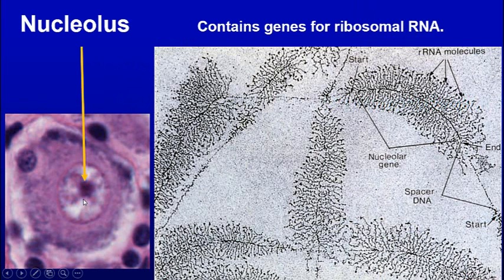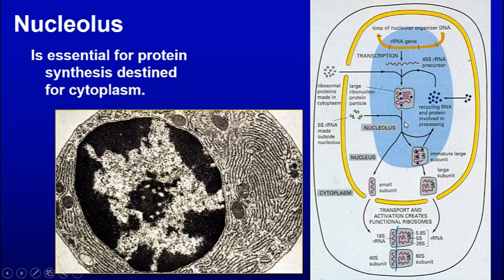Here we see the nucleolus, and in there are the genes for the ribosomal RNA molecules, which are coming off and through here, and that's where the transcript is located, right in there. The nucleolus is essential for protein synthesis because that's the source of the ribosomes, and the ribosomes, of course, read the messenger RNA and make the proteins.